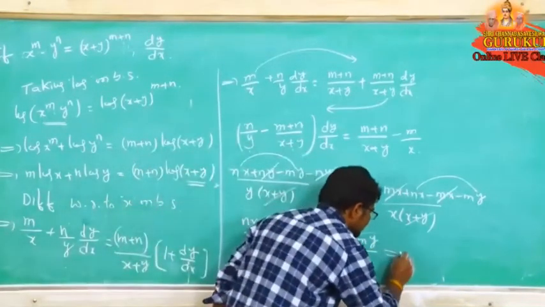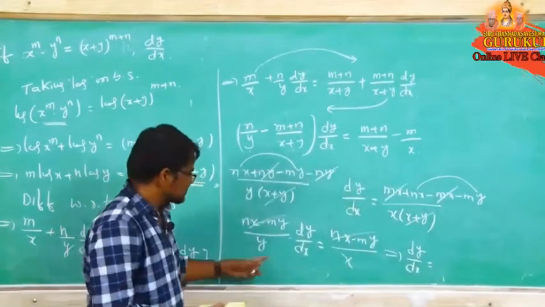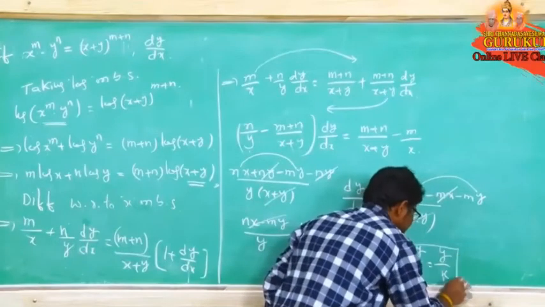Now from this one, what about the dy by dx? This cross multiplication, y by x. This is our answer, right?